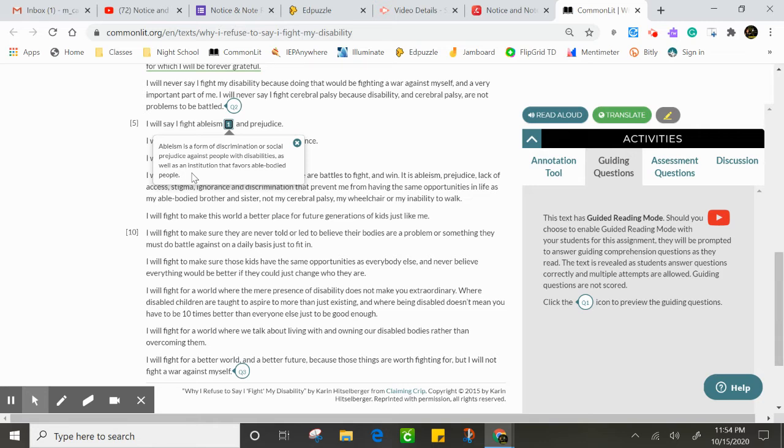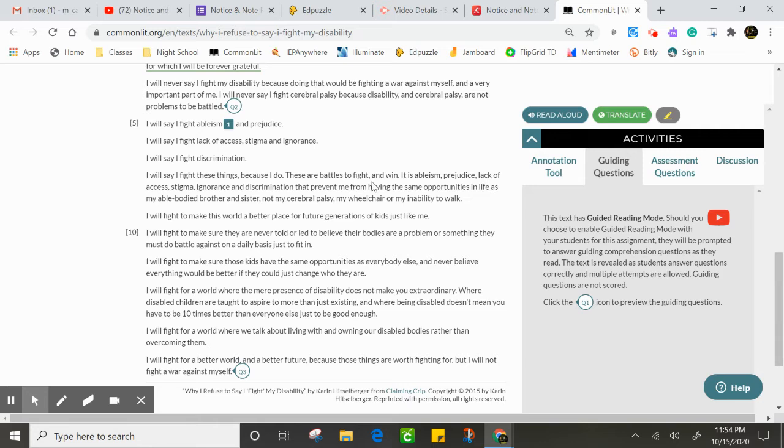So think of it this way. How many cars do you know that are manufactured for disabled people to drive? None. All of them need to be modified in order for somebody with a disability that would cause them not to be able to drive to do so. So that is kind of what ableism is.